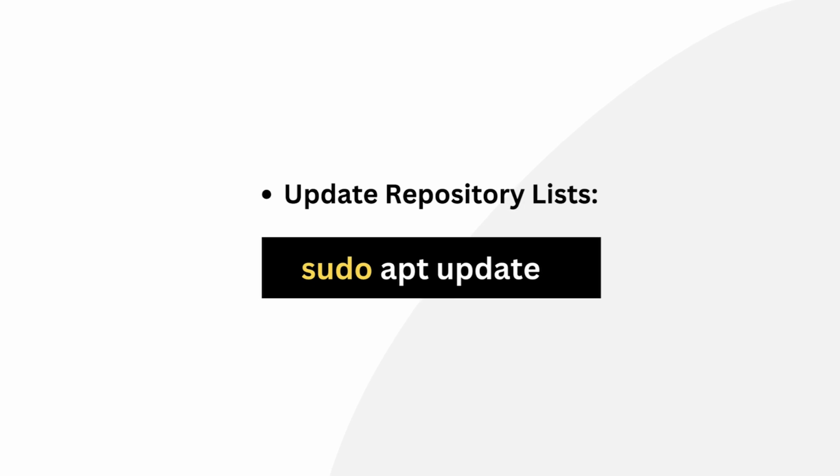After making changes to your repository list, it is essential to update the package list to ensure that the modifications take effect. This can be accomplished using the sudo apt update command.